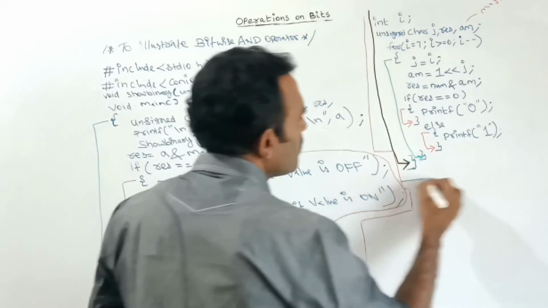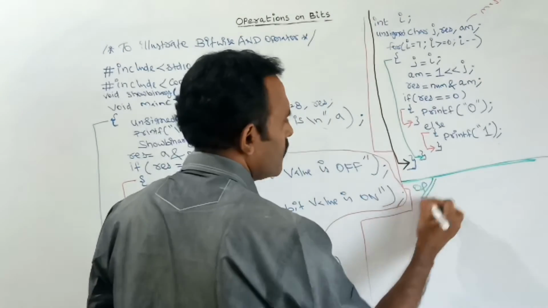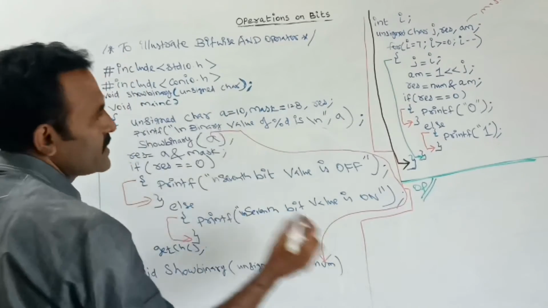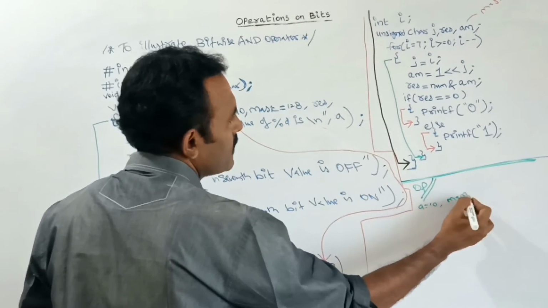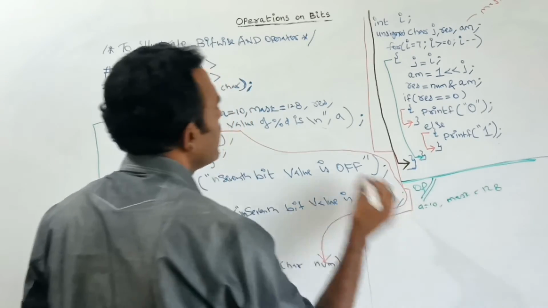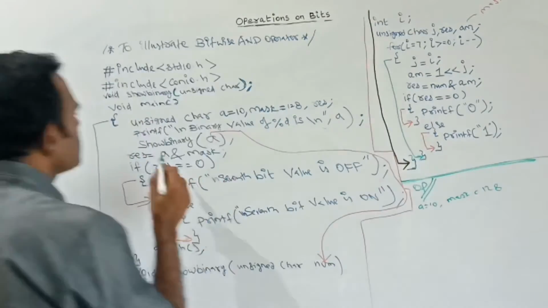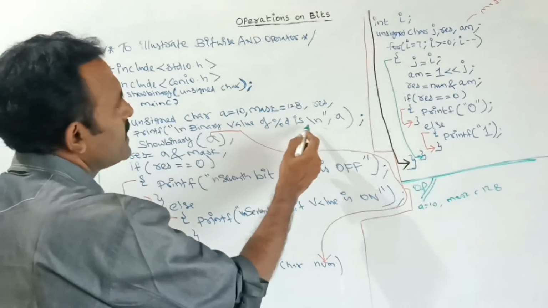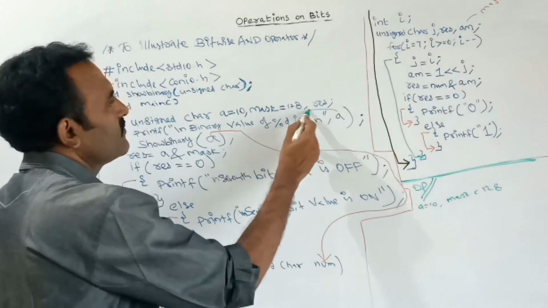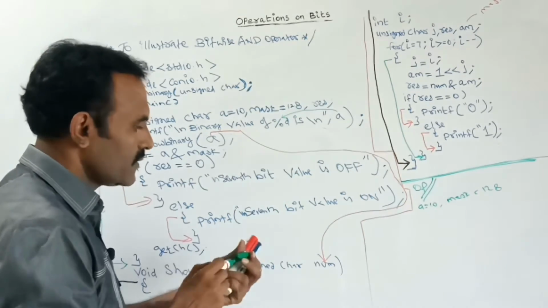In the output, very first here a is equal to 10. Next I have declared mask is equal to 128. Next in this step, print the binary value of percentage d is a, that is the value of a will be printed in the output.